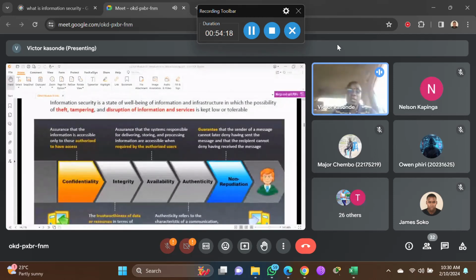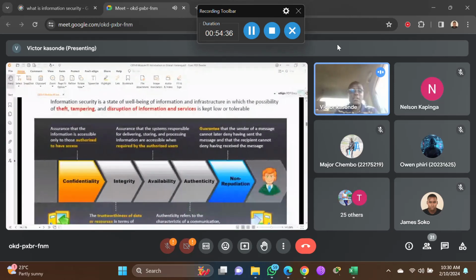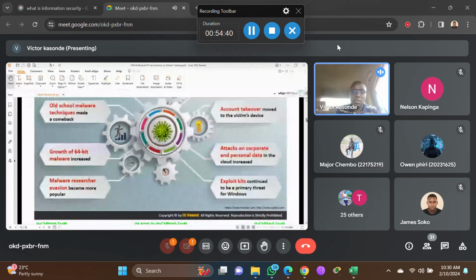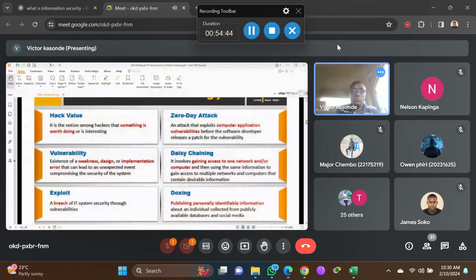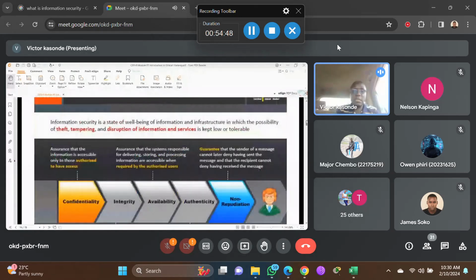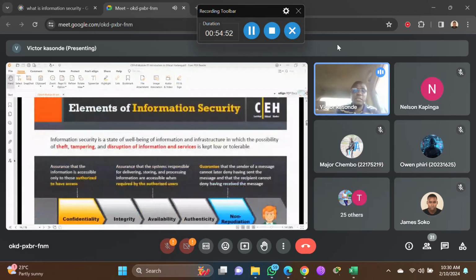Sometimes I can say differentiate between availability and integrity. Or I can say list and explain the elements of information security and differentiate between authentication and confidentiality. I can bring that. And what do you understand by the term non-repudiation? I can bring that. I think that at least we have educated you guys, eh?